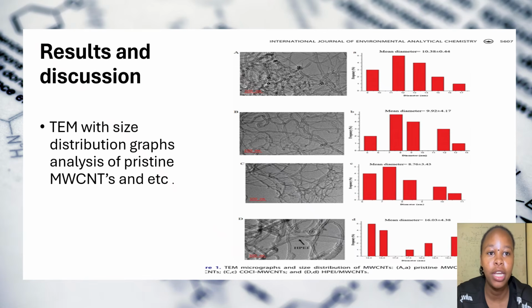Results and discussion. TEM and size distribution analysis of pristine and functionalized MWCNTs. Pristine and functionalized MWCNTs, which is multi-walled carbon nanotubes, maintain their tubular structure. Functionalization slightly reduced diameter, while grafting hyperbranched polyethylenimine increased the diameter due to polymer coating forming a core shell structure.